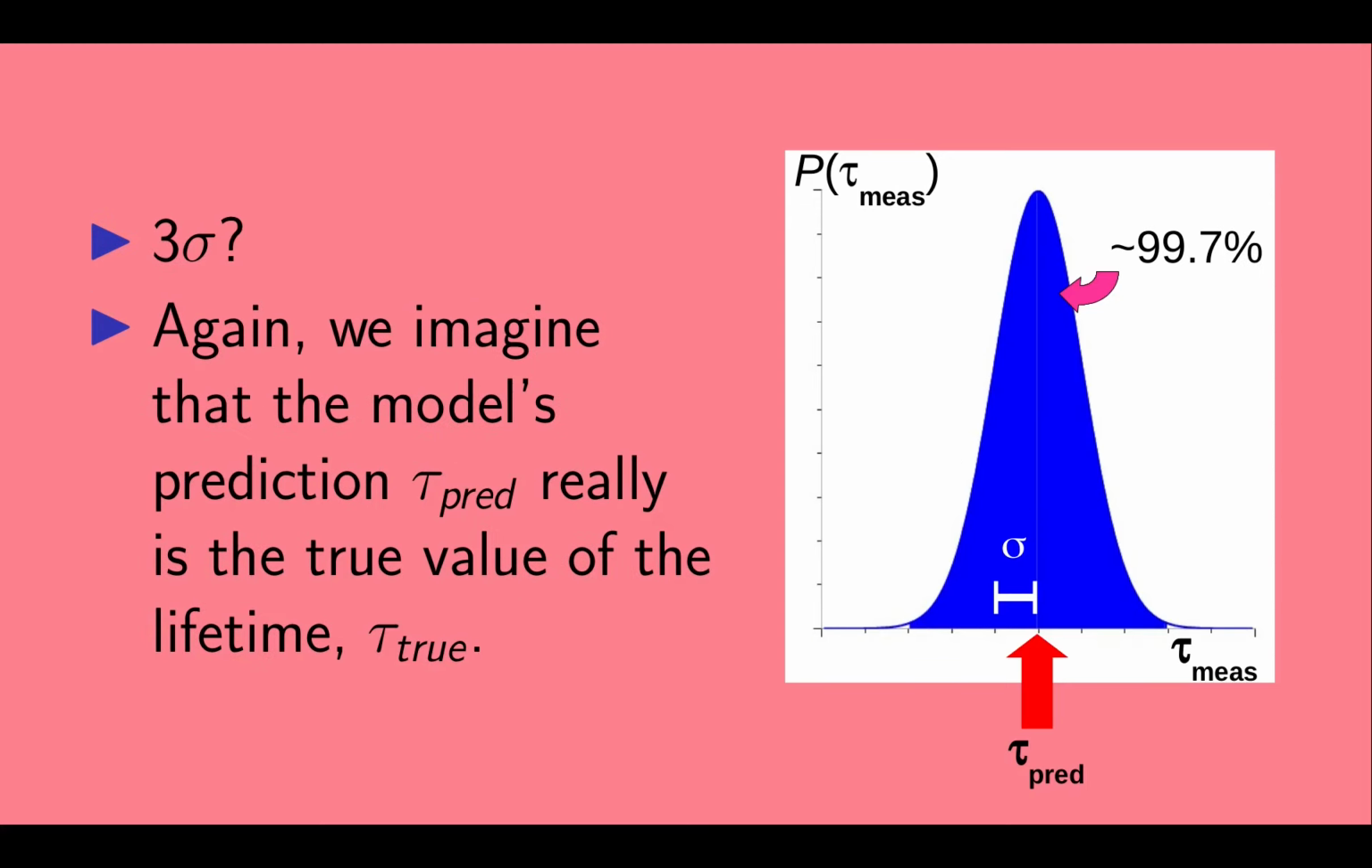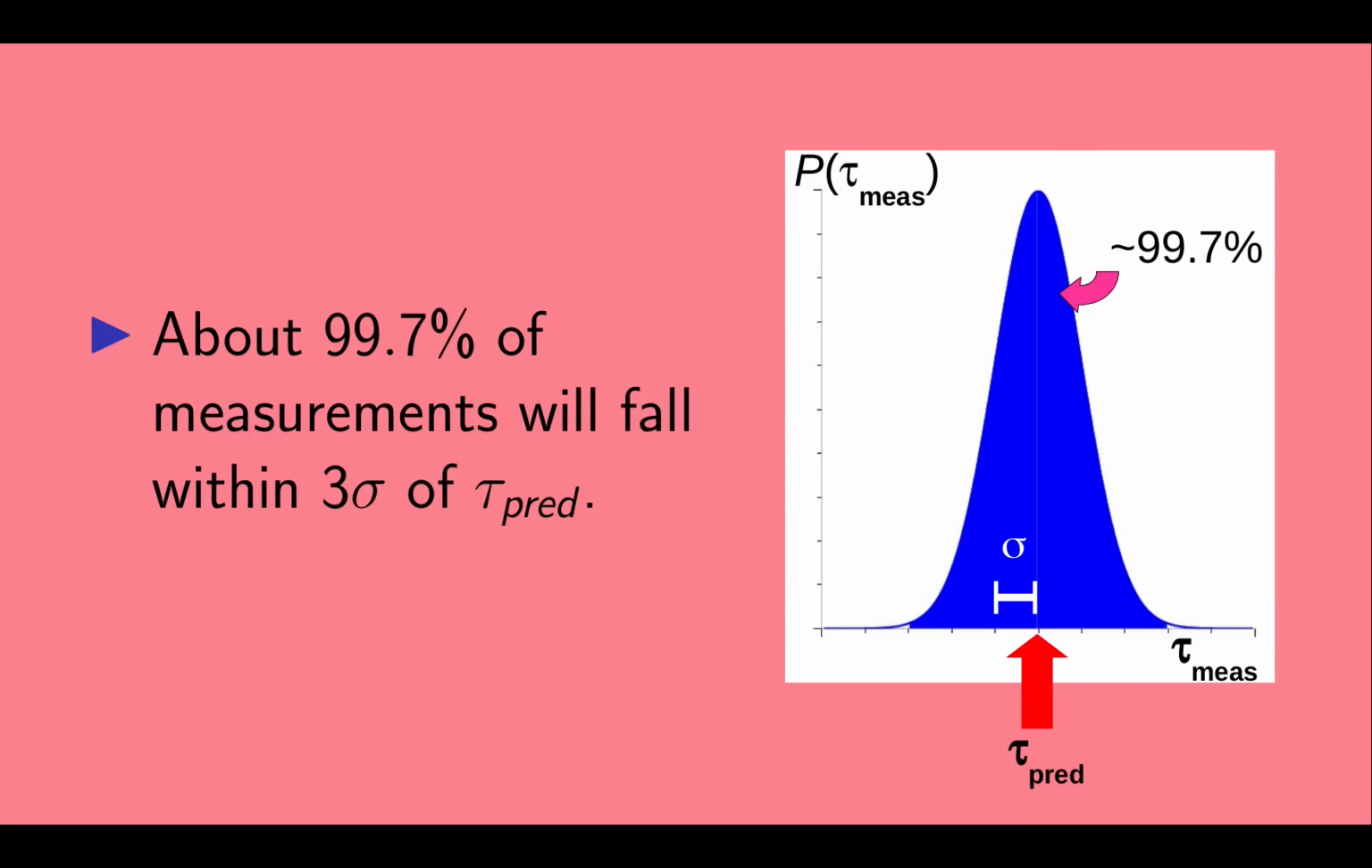What about if we rejected the model whenever the measured and predicted values differed by more than 3 sigma? Well, again, we imagine that the model's prediction, tau predicted, really is the true value of the lifetime, tau true. If that were the case, about 99.7% of measurements would fall within 3 sigma of tau predicted.